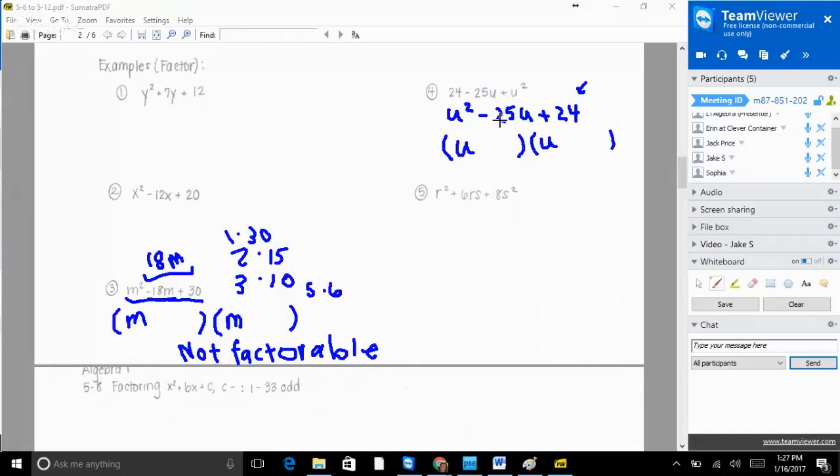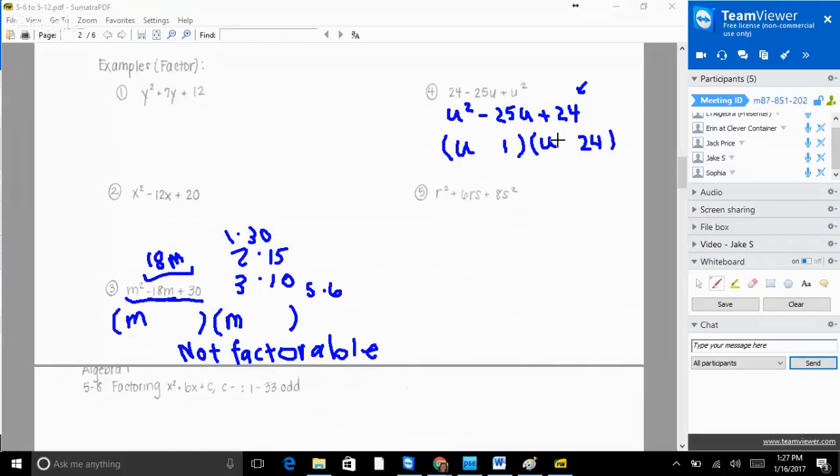So does that set off any bells in anybody's head? What do you think we might want to use if we need to make it 24 and then we need to add up to 25? What about 1 times 24? Because 1 times 24 is 24. 1 plus 24 is 25.